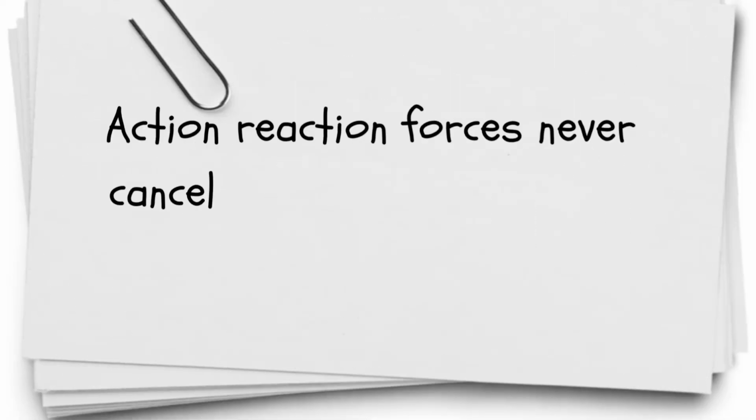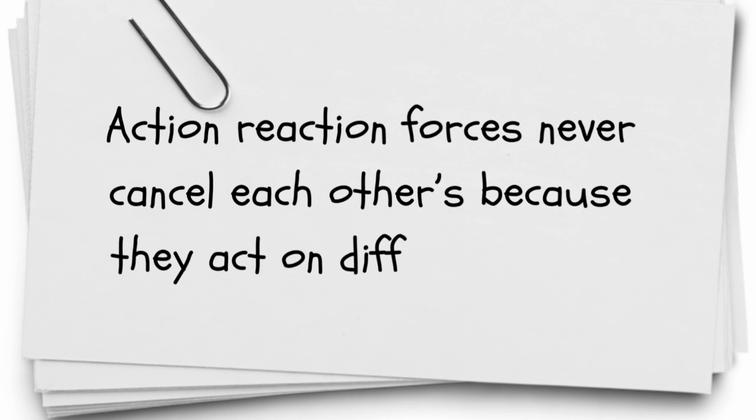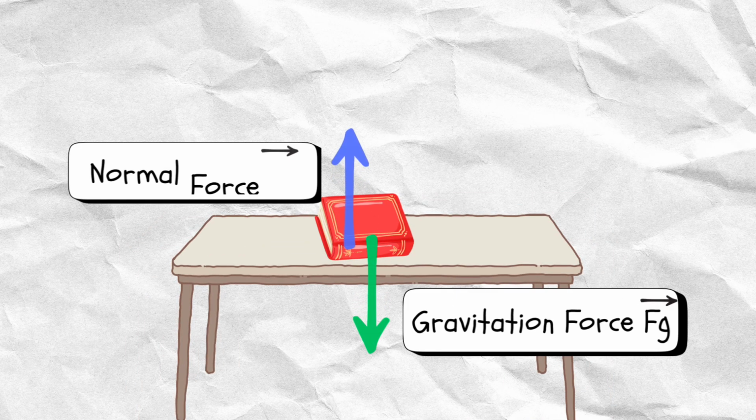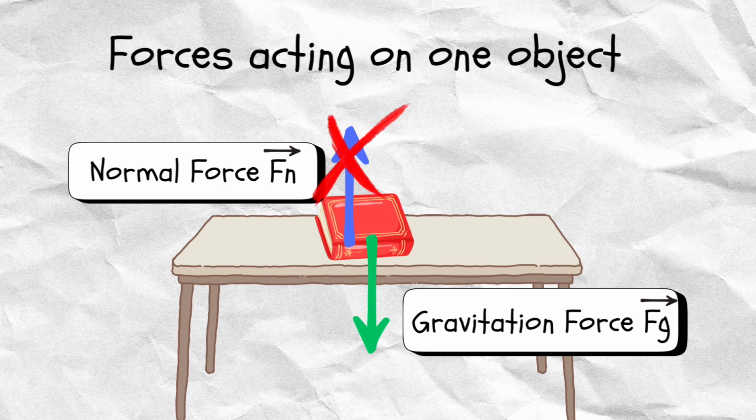This also means action-reaction forces never cancel each other out because they don't act on the same object. If they did, nothing would ever move. So when you see forces on a free body diagram balancing each other, like gravity and the normal force on a book, those are not action-reaction pairs. They're just forces acting on one object that happen to cancel out. The third law is different. It's about forces between objects.